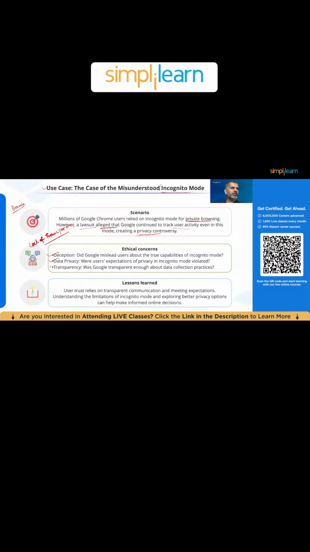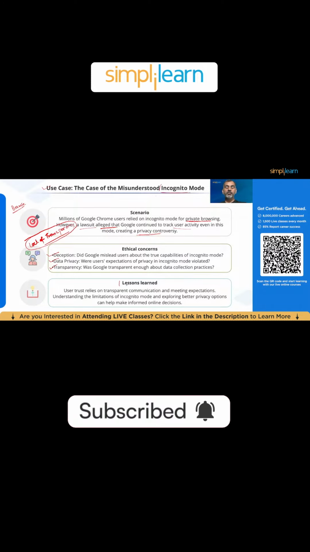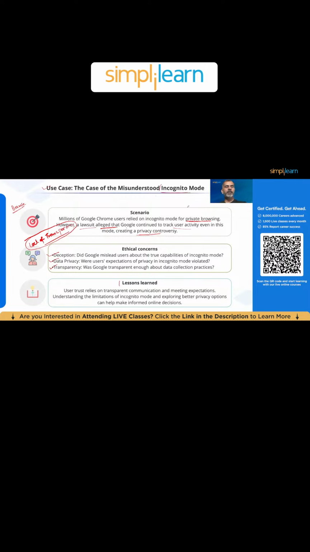And in that process, you can say the Google transparency was not good enough for data collection practices. That means it was lacking in transparency, guys. So what are the lessons learned from this? That user trust relies on transparent communication and meeting expectations. If you are claiming any services and you are fulfilling those services, then only you can say that you are able to earn the trust and you became fully transparent.